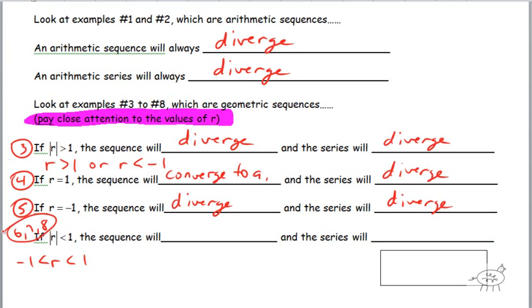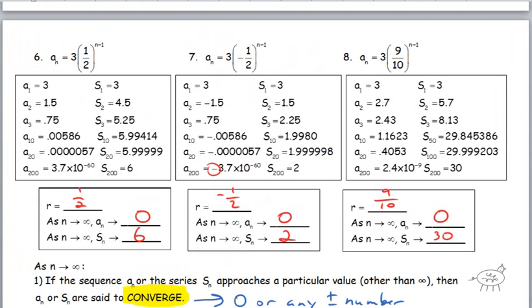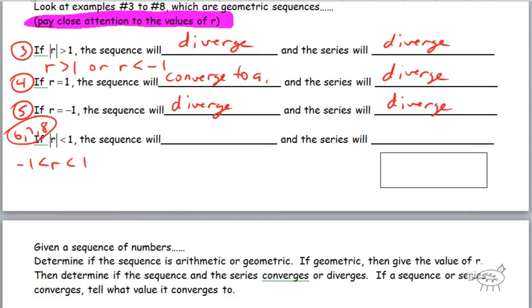Okay, so let's take a look at those. You can see, for 6, r is 1/2, 7 is negative 1/2, and 8 is not quite 1, but 9/10. So it's still between negative 1 and positive 1. And you can see what's going on with the sequence of numbers. They're all approaching 0. So it's converging to 0. Let's write that in there. Let's do one at a time here. So the sequence will converge to 0.